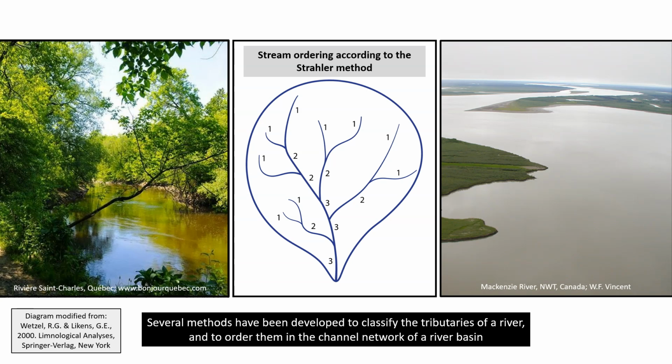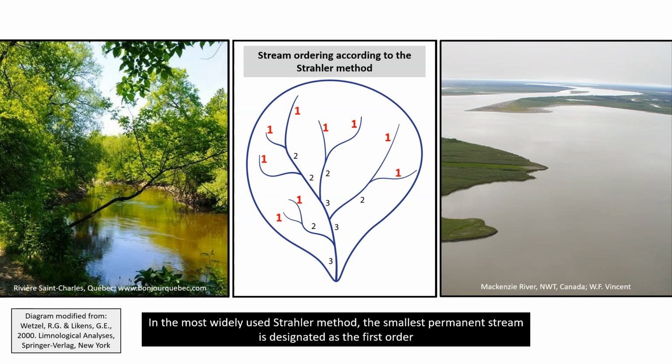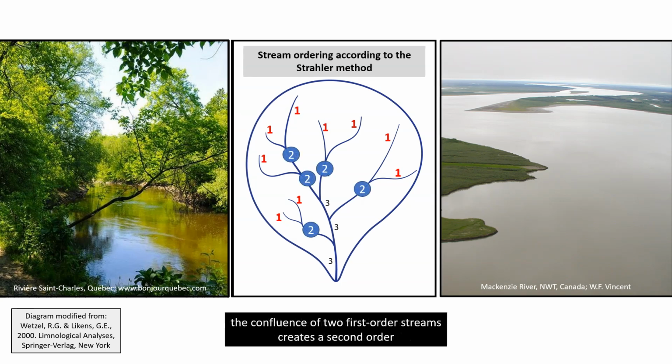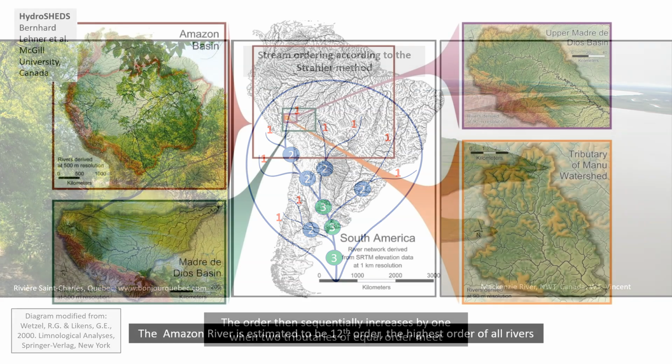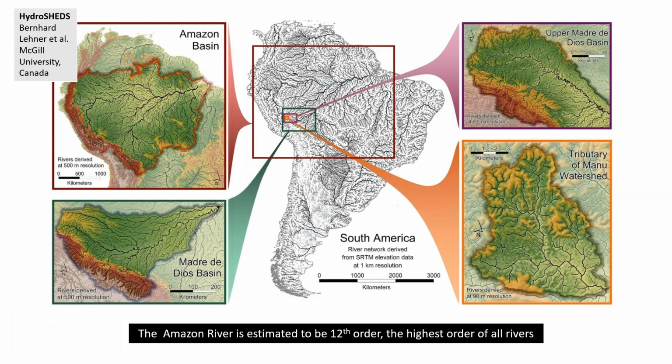Several methods have been developed to classify the tributaries of a river and to order them in the channel network of a river basin. In the most widely used Strahler method, the smallest permanent stream is designated as the first order. The confluence of 2 first-order streams creates a second order. The order then sequentially increases by 1 when 2 tributaries of equal order meet. The Amazon River is estimated to be 12th order, the highest order of all rivers.